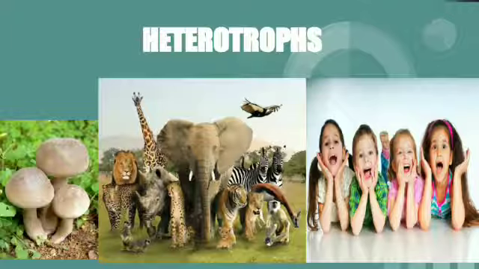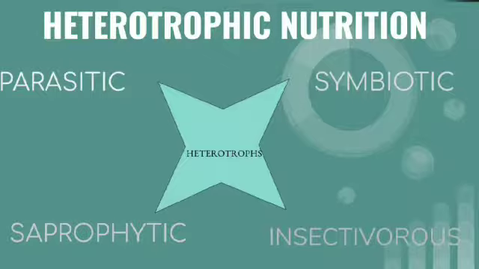Those organisms which cannot make food themselves by the process of photosynthesis and depend on green plants or other animals are called heterotrophs. Here, hetero means others, trophs means nourishment. Such mode of nutrition is called heterotrophic mode of nutrition. Heterotrophic nutrition could be parasitic, saprophytic, insectivorous and symbiotic relationship. Let us have a closer look over each of them.